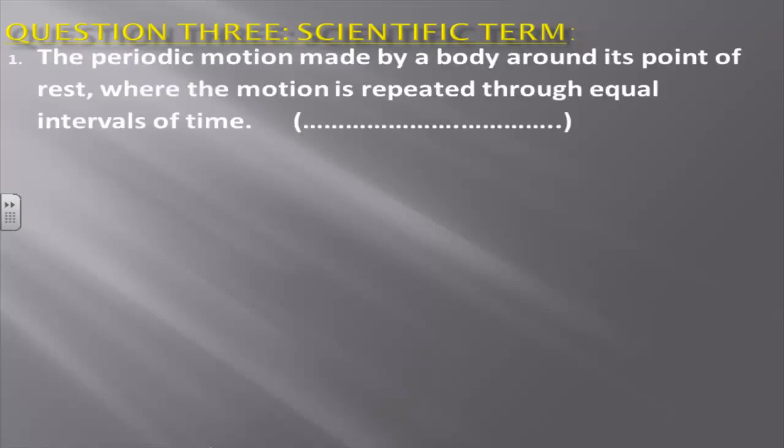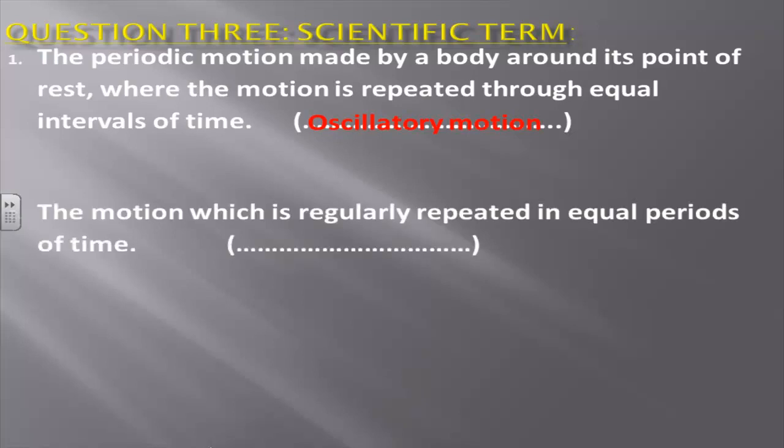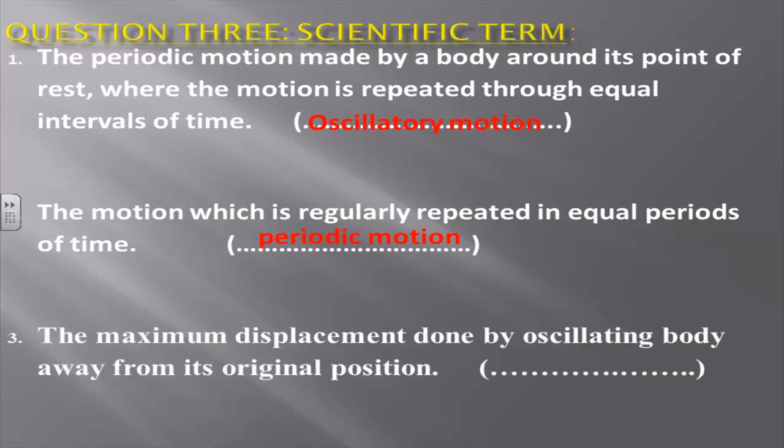Question 3. Scientific term. Number 1: the periodic motion made by a body around its point of rest, where the motion is repeated through equal intervals of time. This is the definition of oscillatory motion. Number 2: the motion which is regularly repeated in equal periods of time is periodic motion.